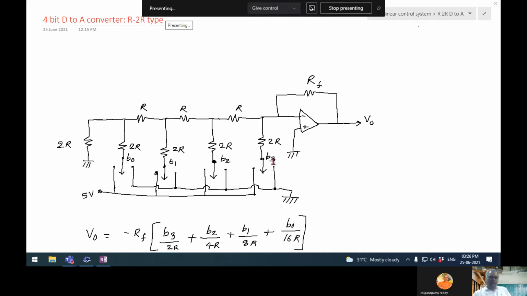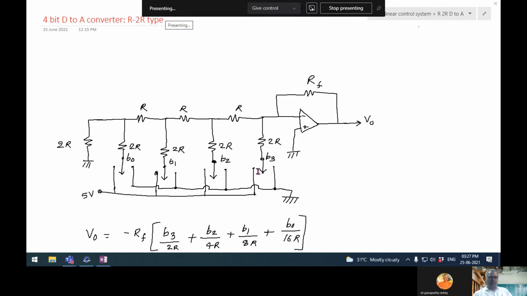Now bits are given here. B3 is the MSB, the most significant bit, and B0 is the LSB, the least significant bit. So there is a switching concept. This can be connected to 5 volts or it can be connected to ground. On the other side, all points are connected to ground, and on the left side all are connected to 5 volts. If the switch is connected to left, it is connected to 5 volts. If it is connected to right, it is connected to 0, grounded. So the switching can be moved left or right.